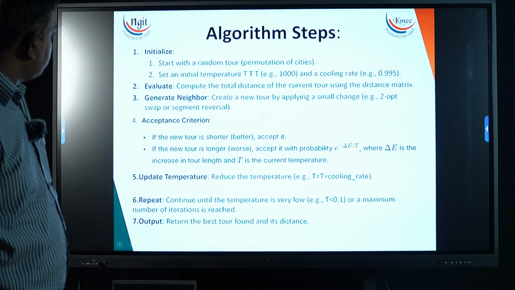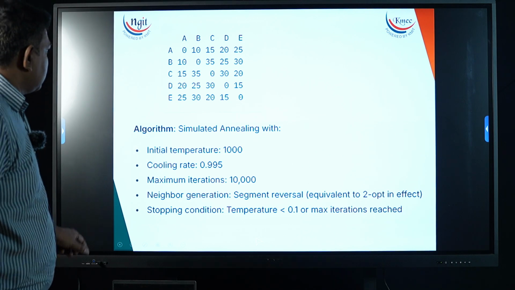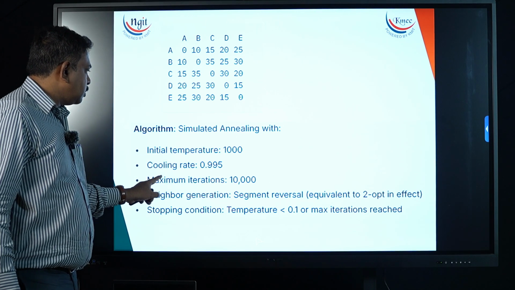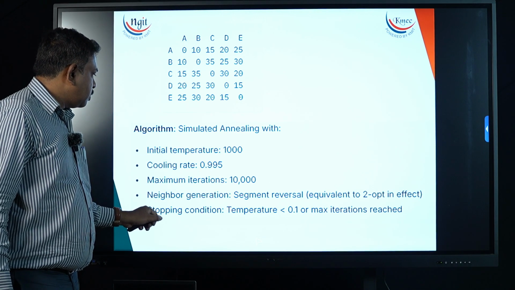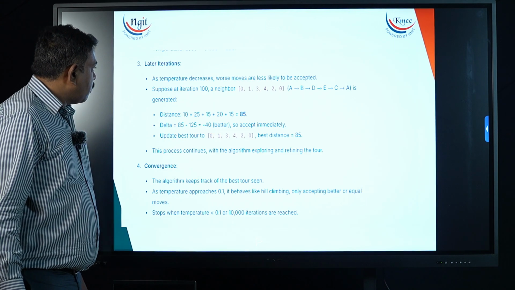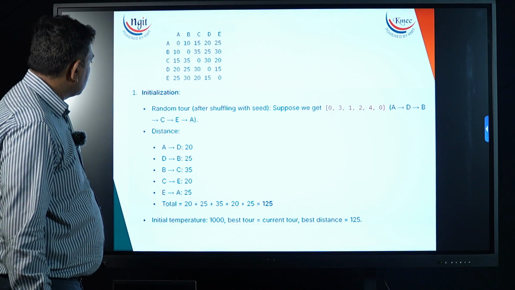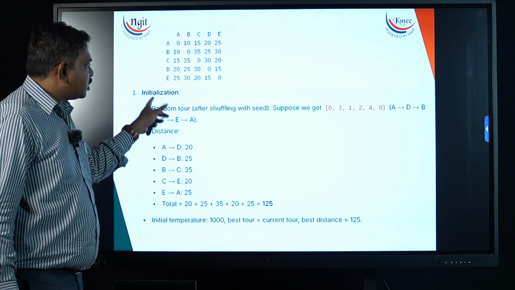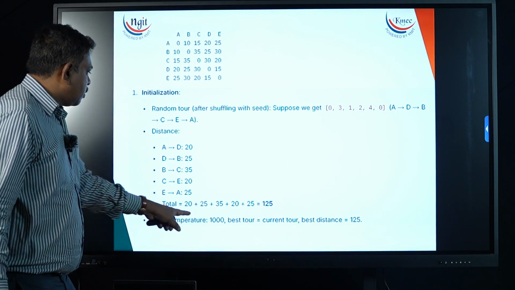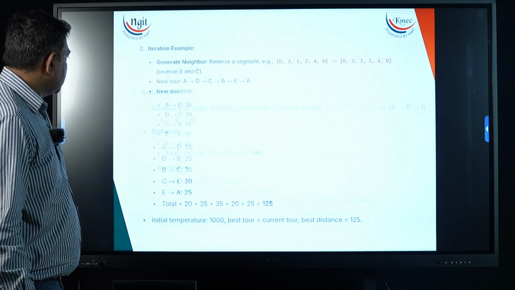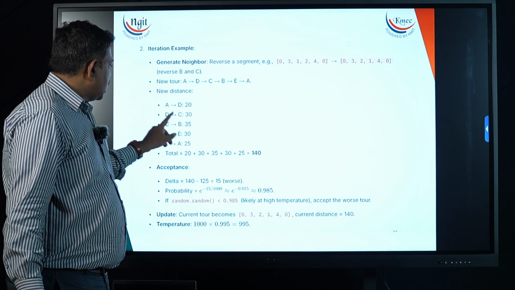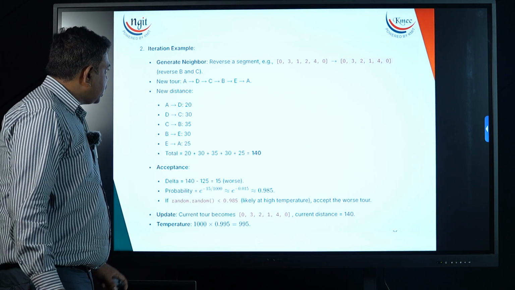Now we formulate this problem using simulation. Again I show my TSP as a distance matrix. The initial temperature is 1000, the cooling rate is 0.995, the maximum iterations are 10,000. These are the initial conditions. As in hill climbing, here also I took my first tour as A D B C E A. I calculated the total distance, which is 125. Then I generate a new neighbor, A D C A, which has a distance of 140.